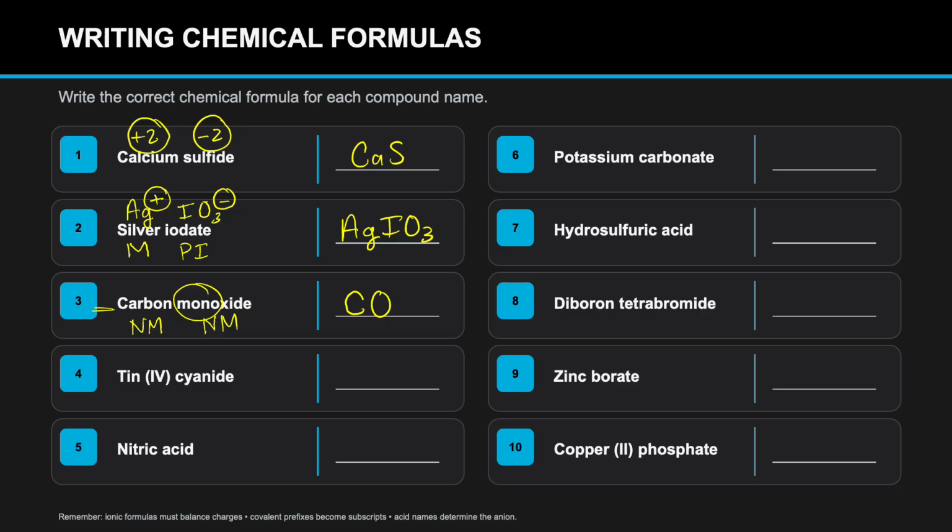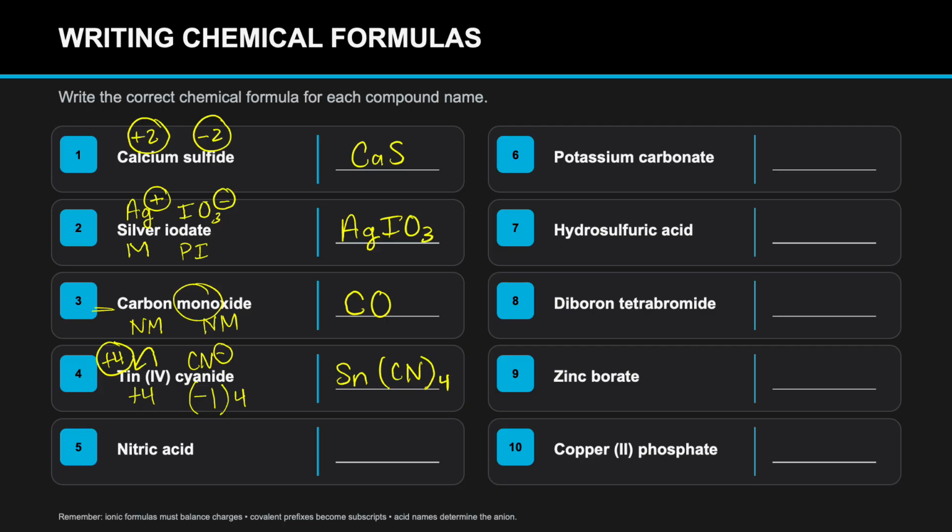Tin 4 cyanide. That Roman numeral is telling me the charge of my metal. So that means tin has a positive 4 charge. Cyanide is CN minus 1. So if we have positive 4 and negative 1, we're going to need 4 of these to balance out that tin. So it's going to be tin, which is Sn, and then we're going to have CN with a subscript of 4 because we need 4 of those to balance that out.